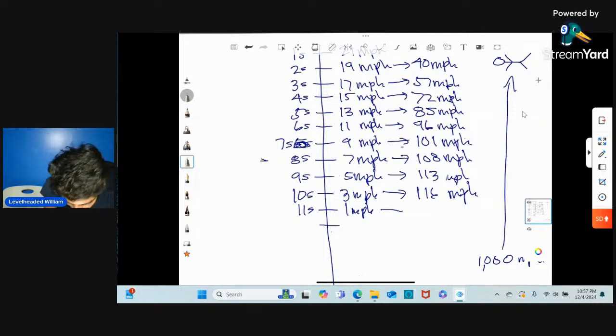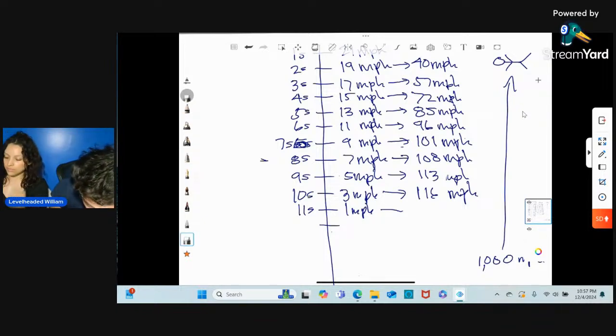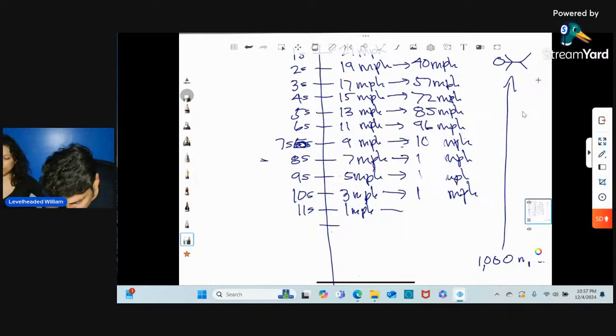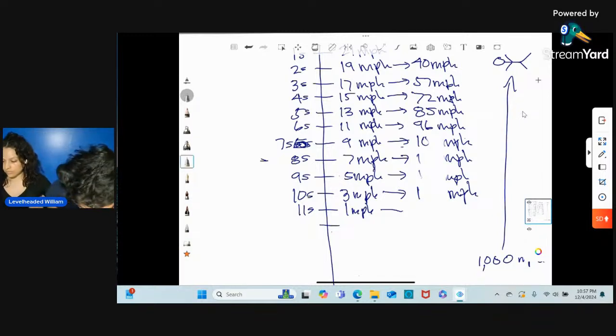Bear with me. Again, this is my first time doing this. And as it is, right here, I was supposed to add 9, not 5. So it was supposed to be 105 here, which is going to change all of these as well. I was wondering why it wasn't adding up. So again, 9 plus 96 is 105. Then plus 7 is 112. Then plus 5 is 117. Then plus 3 is 120. There we go. Then at 11 seconds, it's 121 miles per hour.